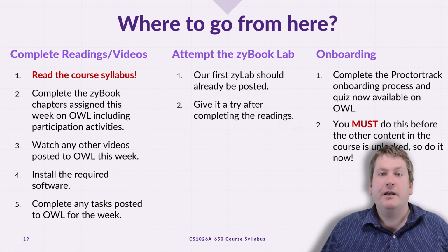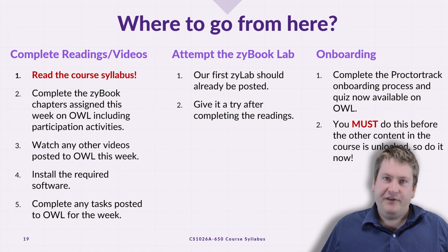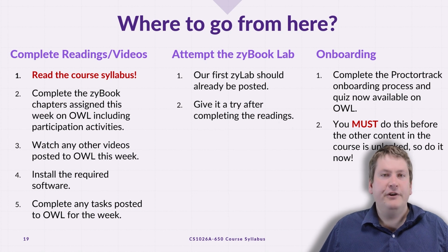Next, watch the video on installing the required software and follow along. Once you've done that, you can try out the zyLab for the week. Remember, you only need a score of 75% overall on your zyLabs to get credit for the week. And the last thing you need to do is to complete the ProctorTrack onboarding process as soon as possible. And part of that is going to be completing our orientation quiz. That's part of this process.